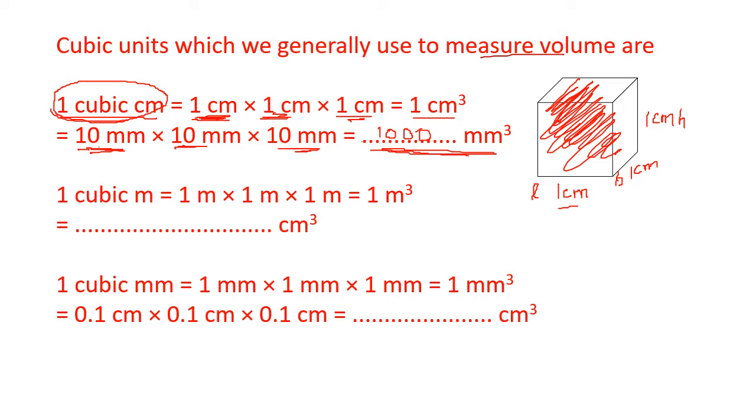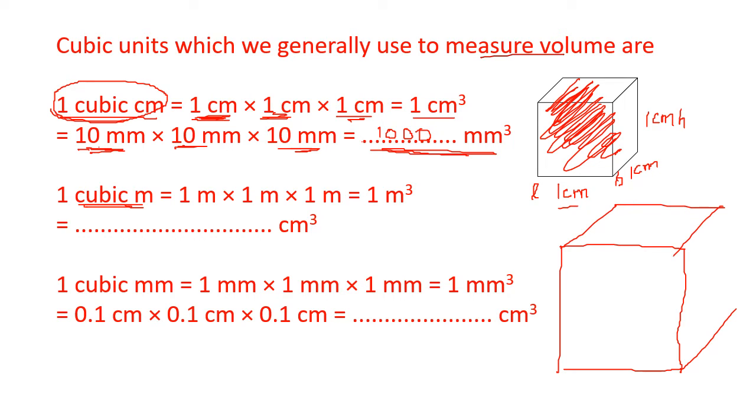Now what about 1 cubic meter? What is 1 cubic meter? 1 cubic meter is a huge cube whose length is 1 meter, breadth is 1 meter and height is 1 meter. A huge cube. Yes? 1 meter breadth, 1 meter length and 1 meter height. So that makes 1 meter cube, because 1 meter into 1 meter into 1 meter is 1 meter cube.